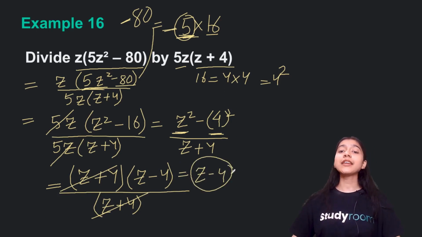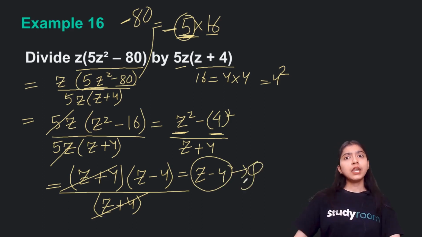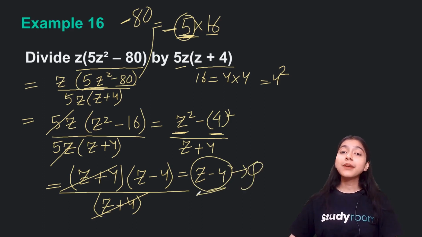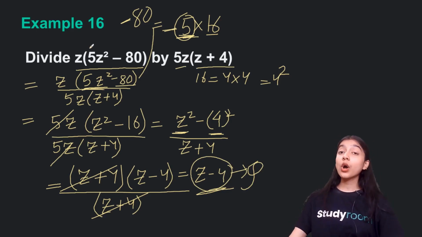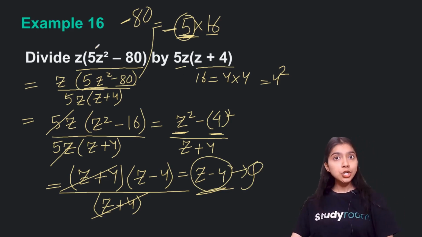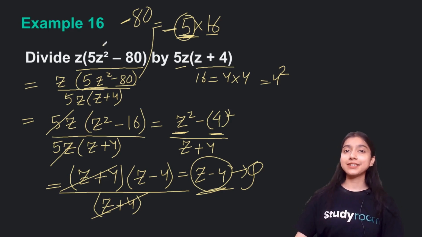The z minus 4 is the quotient. Now how will you check it? Just multiply this quotient with the divisor. You will be getting the dividend, because divisor multiplied with quotient gives us the dividend, isn't it?